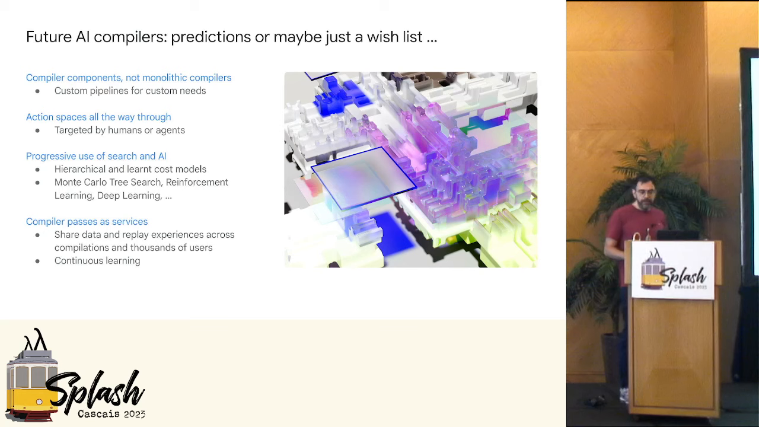Okay, right. And I just want to conclude. How will the future AI compilers look like? So this is some predictions, or maybe just kind of my wish list. I kind of like these ideas, but I don't know if they will ever become true.